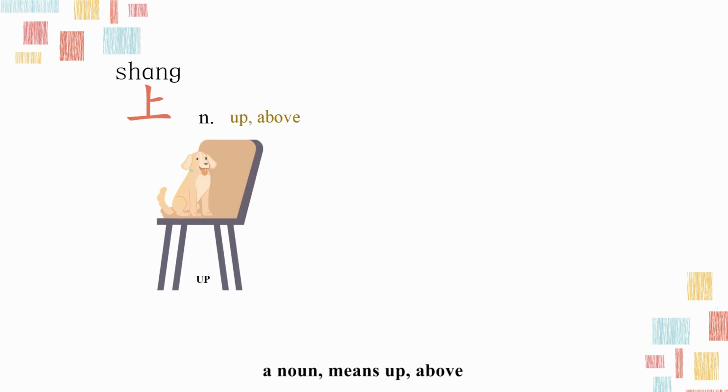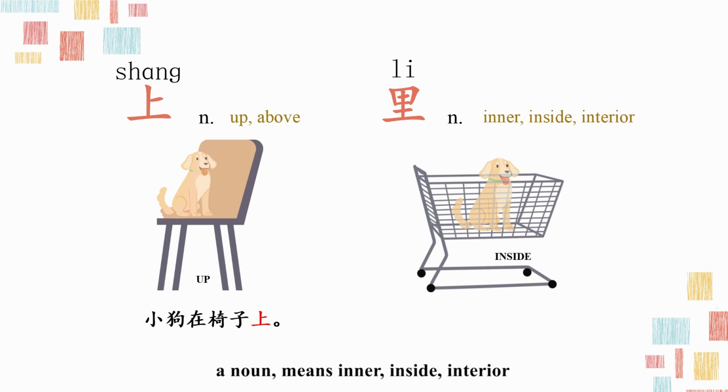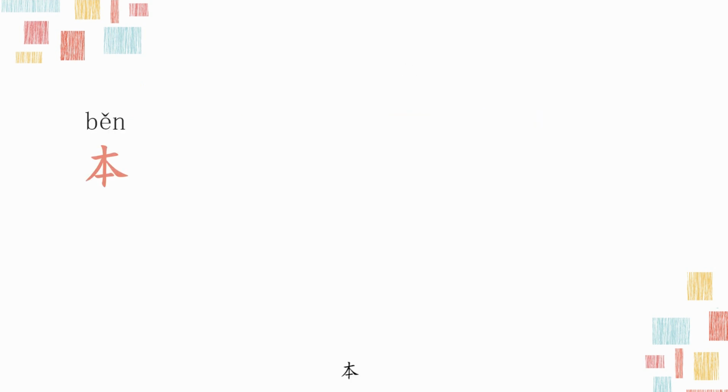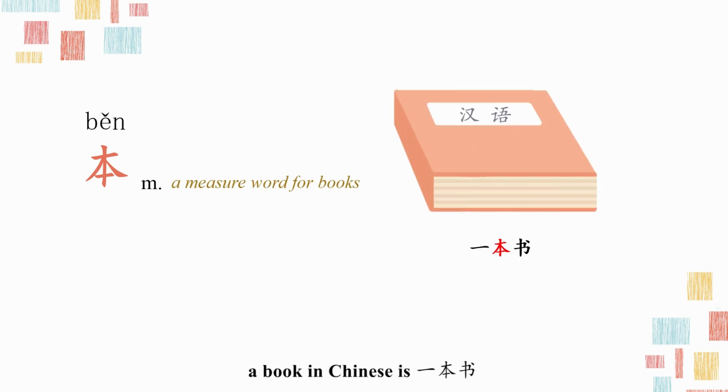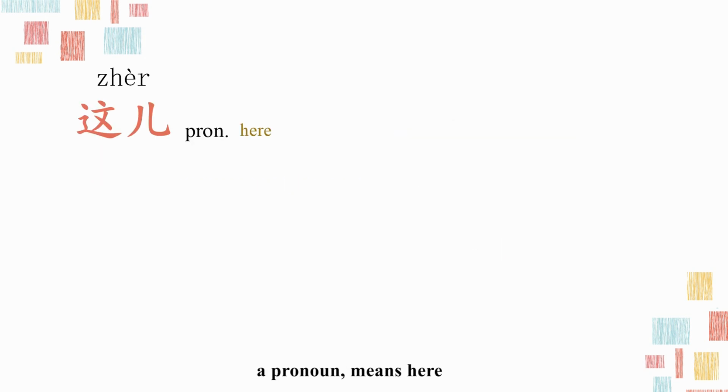上、 A noun means up, above. For example, 小狗在椅子上， the little dog is on the chair. 里、 A noun means inner, inside, interior. 本、 A measure word for books. For example, a book in Chinese is 一本书。这儿、 a pronoun, means here.